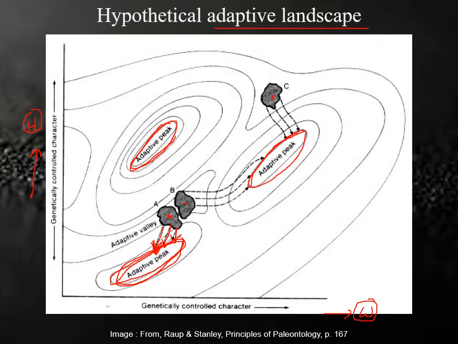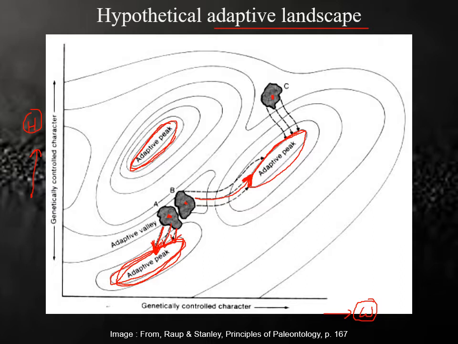Now it is upon the organisms and upon other environmental factors, biotic and abiotic factors, which determine in which direction, towards which adaptive peak, the organism moves. Here you can see that organism A moves towards this nearest adaptive peak. But although this adaptive peak is also close to organism B, organism B moves towards this other adaptive peak. So the guiding factors for the movement of organism B towards this adaptive peak may be different than the guiding factors which guided organism A to move to this peak. So depending on the various biotic and abiotic factors, an organism chooses which adaptive peak it will move to.